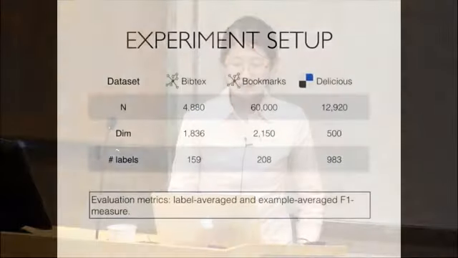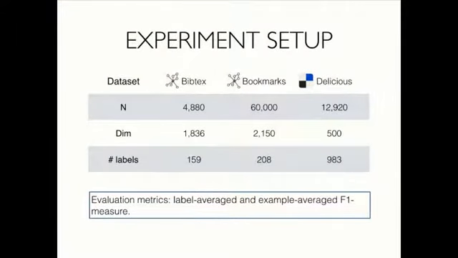So here we go over some of our experimental results. We basically evaluated the models over 3 data sets. All of them are gathered from social bookmarking websites, BibSonomy and Delicious. And all of the data sets have a fairly large number of labels, ranging from near 200 to near 1,000. Here shows the number of training examples we have, the number of features, and the number of labels. We calculate the evaluation metrics based on label average and example average F1 measure. Both of them are calculated just using the user annotation provided.